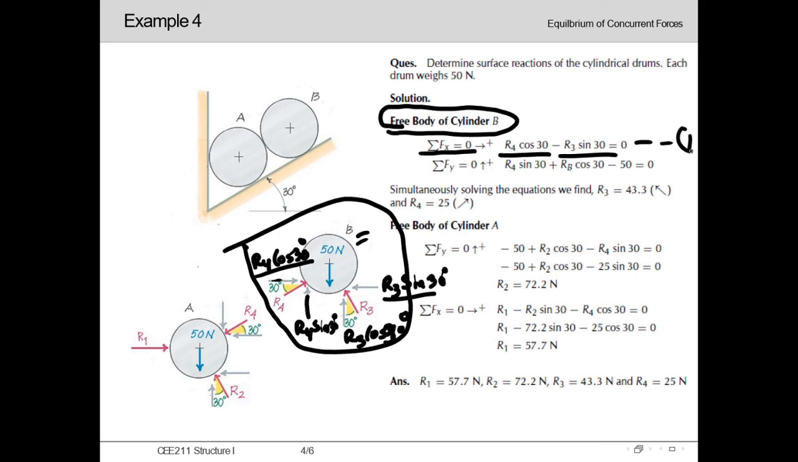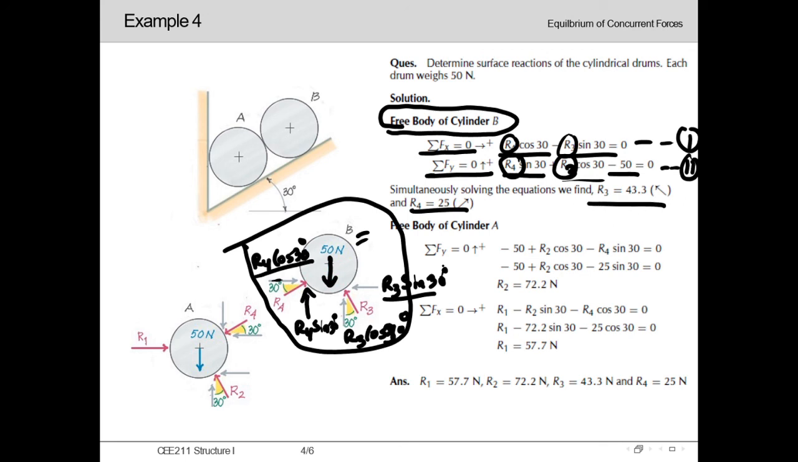From here we will get one equation, and similarly applying summation of Fy equal to 0, we will get R4 sin 30 degrees, which is acting upward, so positive, and R3 cos 30 is acting upward, which is also positive, and 50 Newton is acting downward, so it will be negative 50. So from these two equations with two unknowns, solving them, we will get the values of R4 and R3. So the values will be 43.3 and 25.